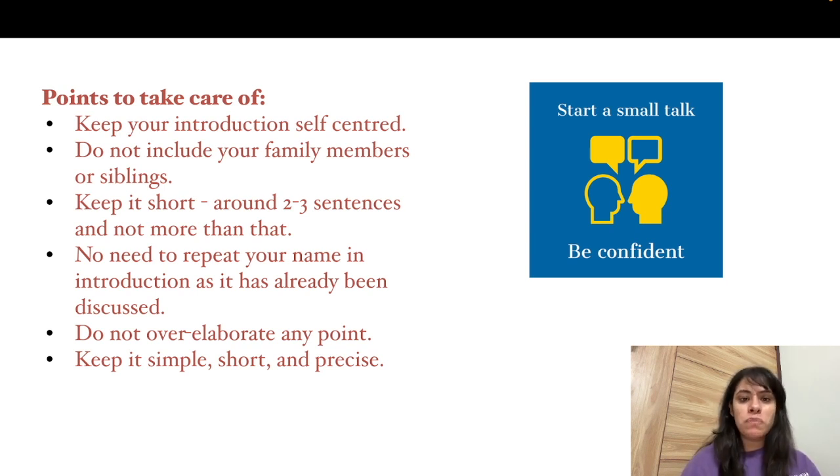Then, no need to repeat your name in the introduction, as it has already been discussed during the mandatory questions, remember? So here you don't have to say your name again. Now, do not over elaborate any point, whether it's your work, your city, or your hobbies. Keep it short, keep it simple, and keep it to the point. A plus point which I'll share with you: practice this over and over again, because this is something which is in your control. This question is definitely going to be there. So why not practice it again and again, so that you deliver it perfectly.